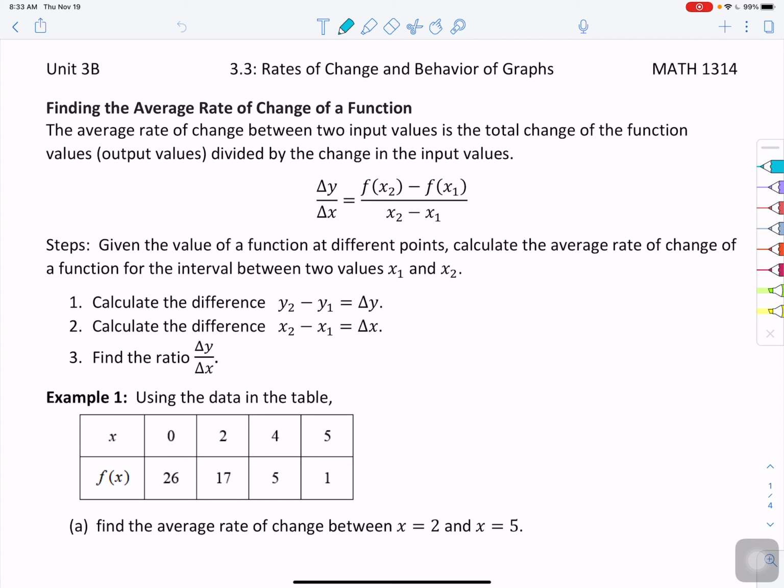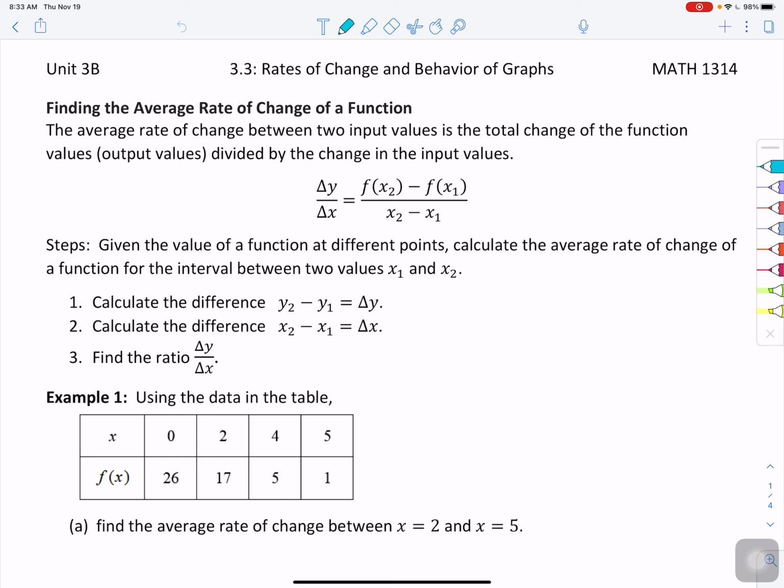This is section 3.3, part 1 of rates of change and behavior of graphs. Let's begin with talking about the average rate of change of a function. It's very similar to slope.